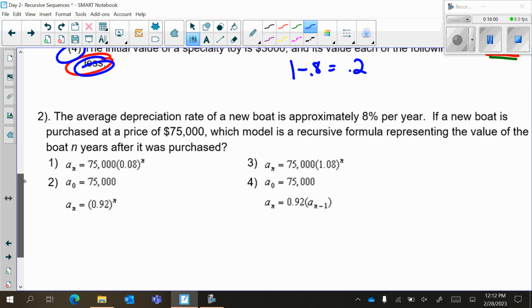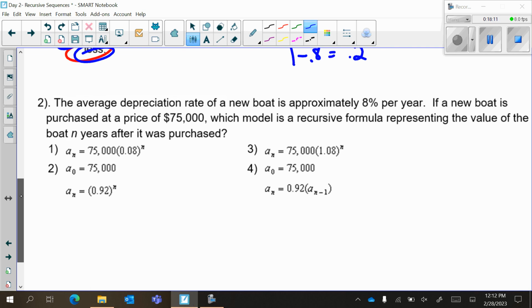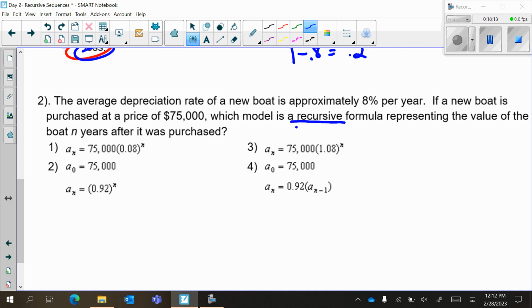Last one. Okay, automatically what I see here, I see that it's asking for a recursive formula. Recursive formula is 2 parts. And if you split these up the way they're meant to be, sometimes it's hard to see. Choice 1 and choice 3 are 1 part each. So it's not either of those. Those are explicit. Has to be either 2 or 4.